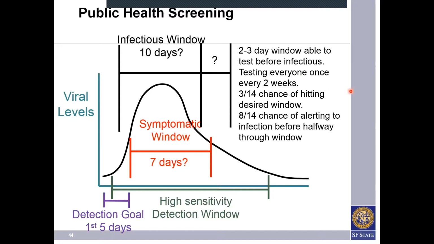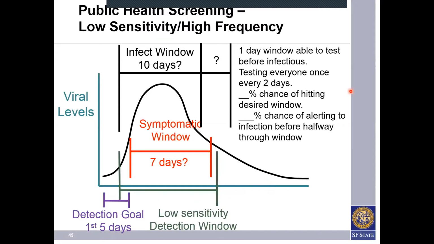So here's what's being proposed instead. What if you went with something low sensitivity, but high frequency? What's being proposed now is, what if you get your cheap dollar test? We have the technology to do that. If you're willing to sacrifice sensitivity, you can get a cheap little $1 to make, paper strip that does, instead of PCR testing, just antigen testing for the protein in the virus.